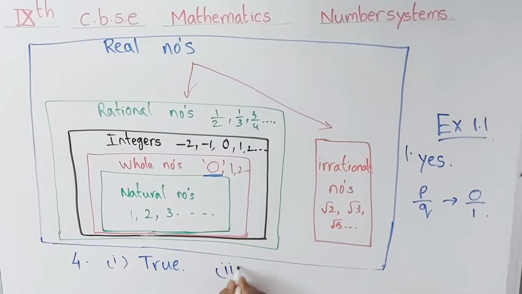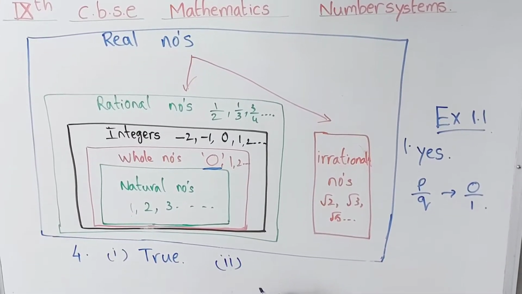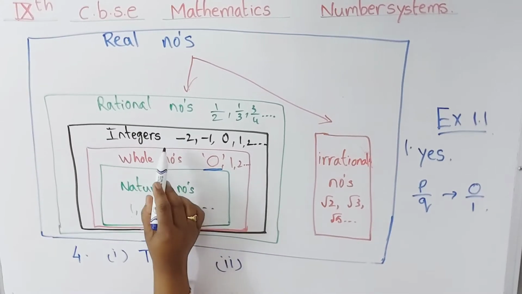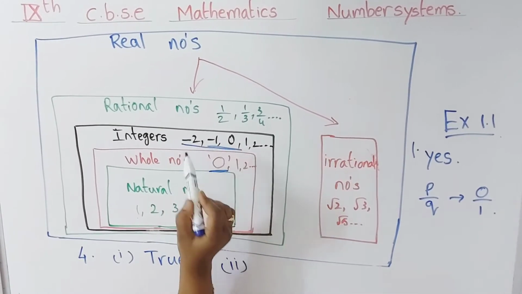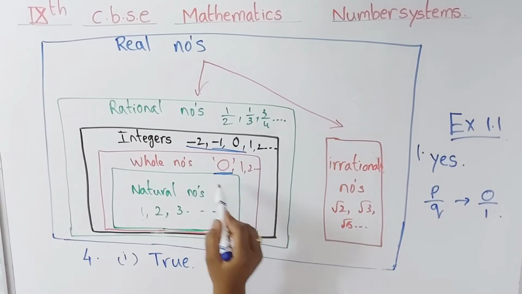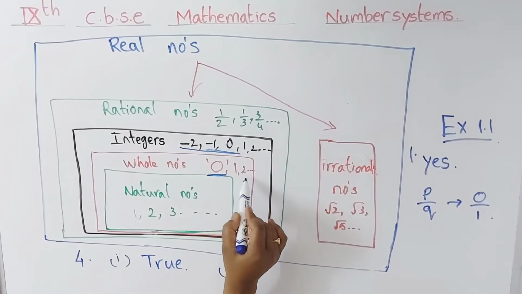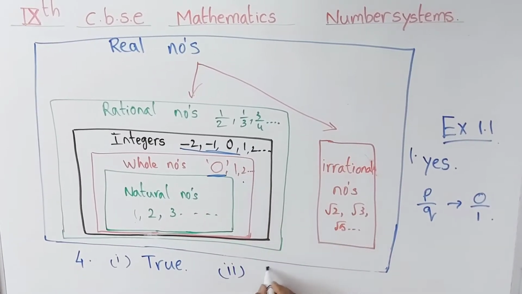Now we'll see the second statement. Every integer is a whole number. Now we'll see integers. Integers means we have negative numbers also. Every integer is a whole number. Are there any negative numbers in whole numbers? No. Only 0 and positive numbers. So it is a false statement.